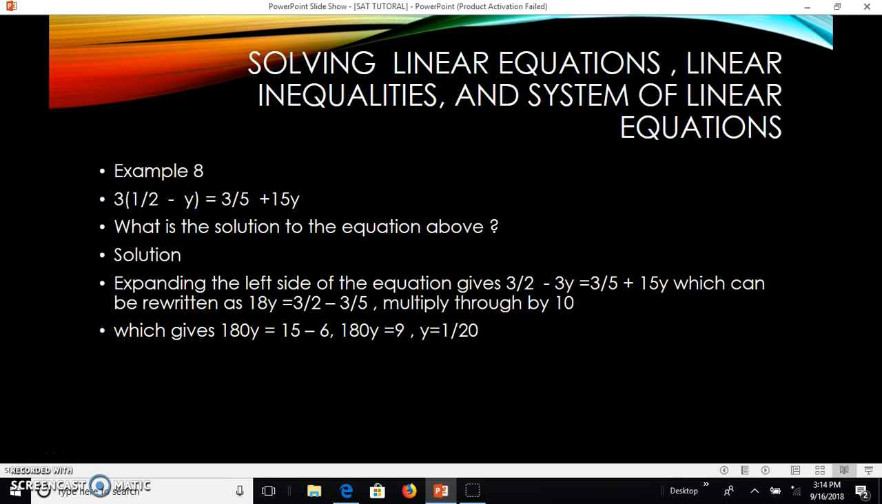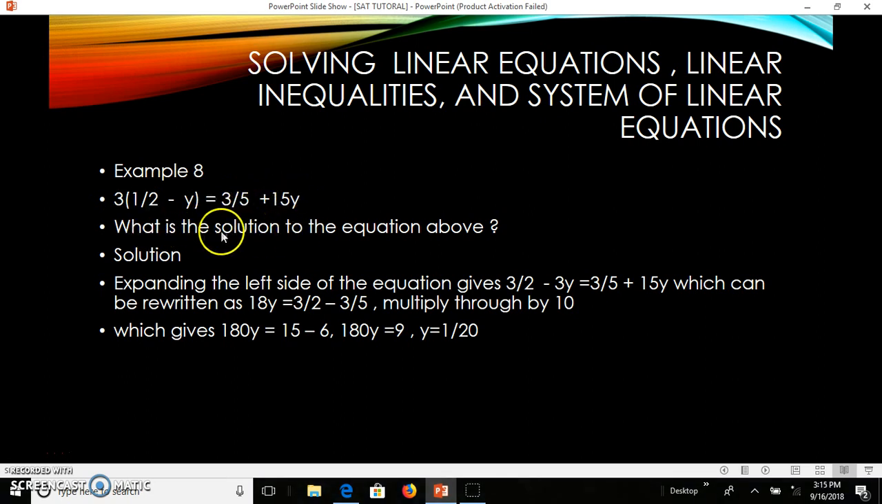These are like a lot of solving linear equation, linear inequality, and system of linear equation. Well, look at it. This one you are so familiar with, so I don't even need to give an explanation. You just expand it, and when you expand it, you get your answer.